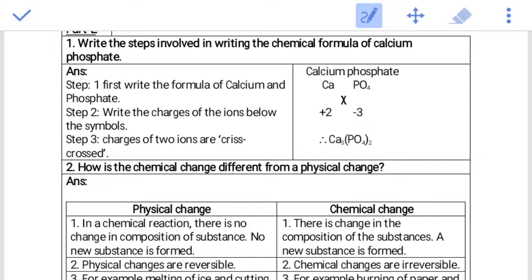Then we have to crisscross them. Then we get the formula Ca3(PO4)2. And we have already done so many formulas, so I think it's not a difficult one. Let's move to the second question.